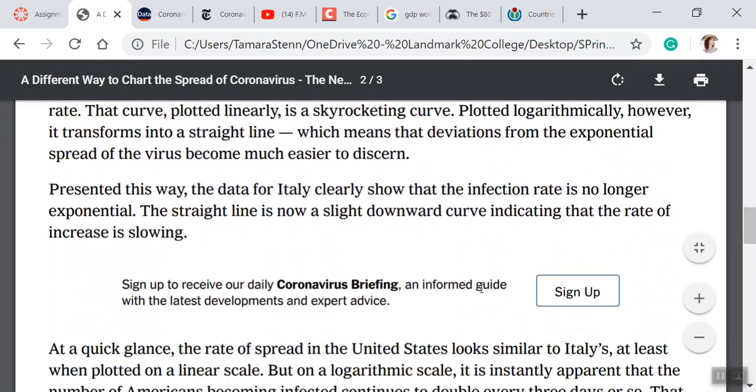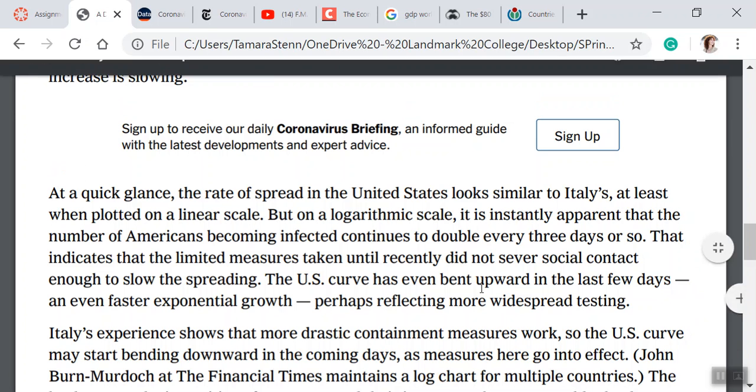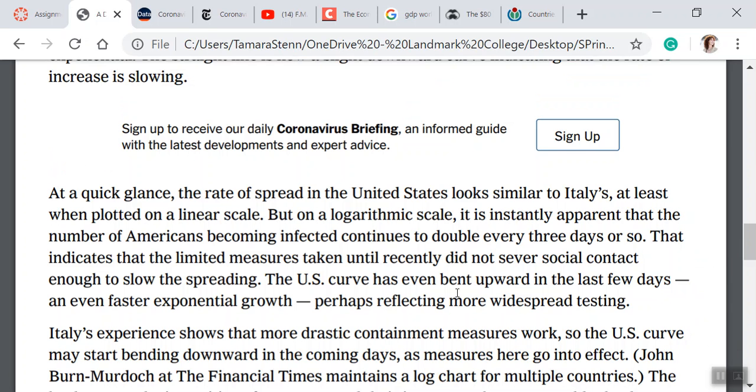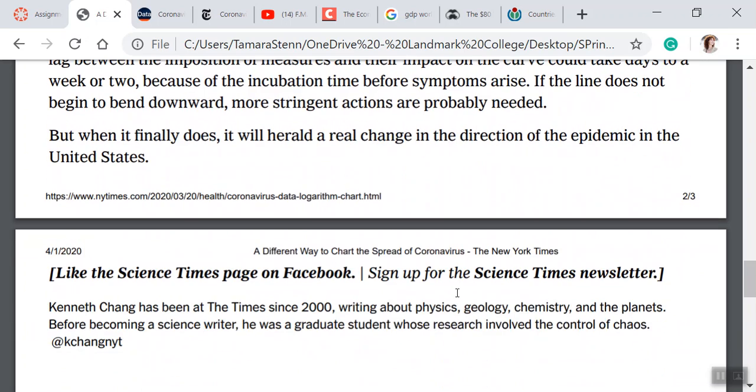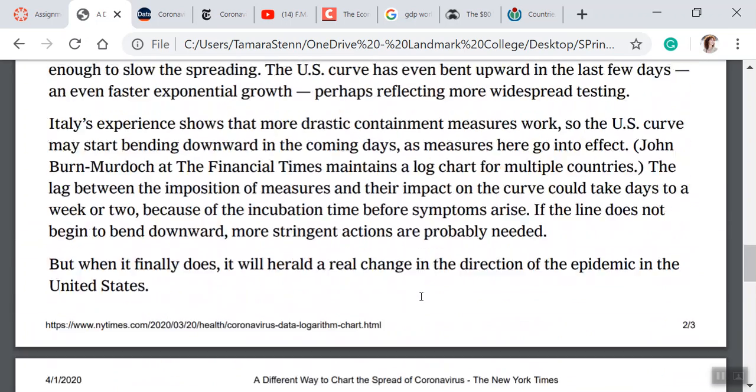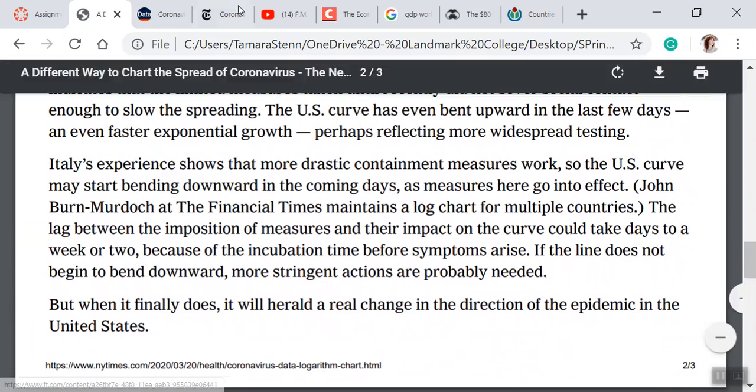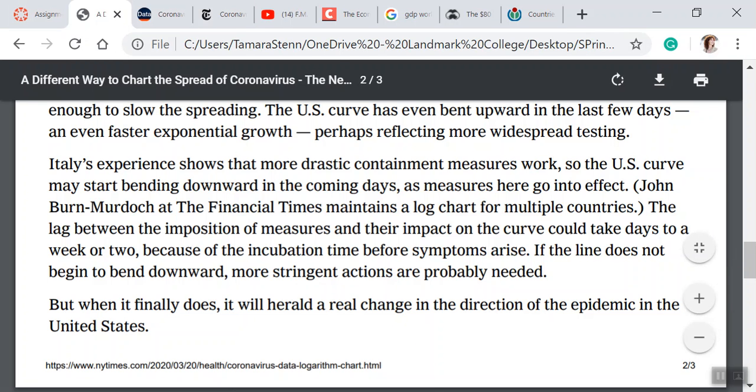Okay, so we're going to take a look at what that means. How do we develop a logarithmic scale? How do we look at information over time? And how do we look at the rate at which information is changing? So that's our introduction.